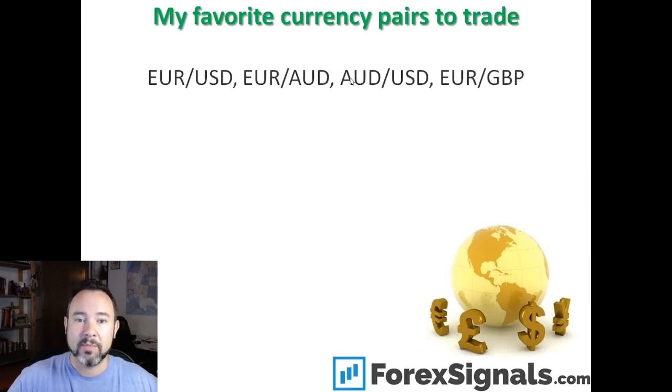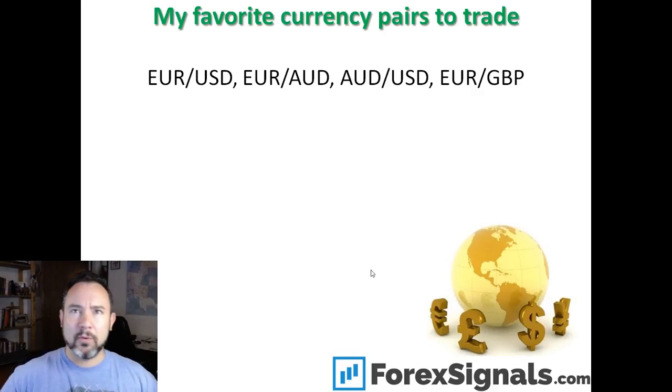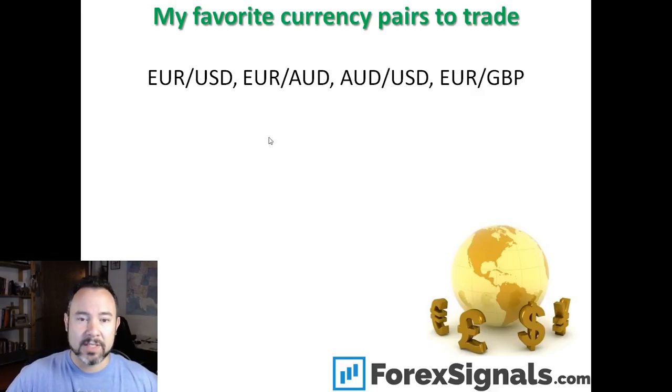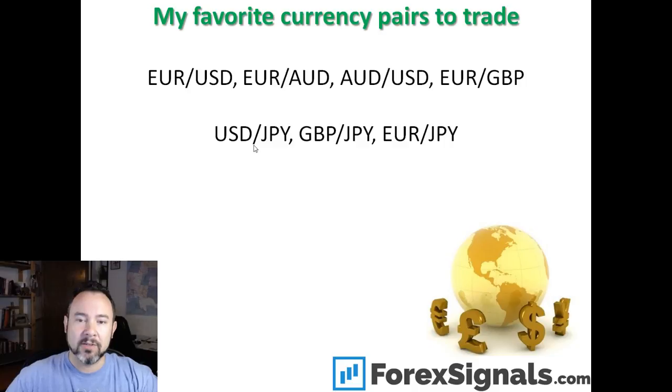My favorite currency pairs to trade. I think I might have showed you this a few weeks ago, but I like to look at the Euro USD, the Euro Aussie, which is my absolute favorite pair to trade, the Aussie dollar, and the Euro pound. Euro pound this last 6 to 9 months has made me more money than some of the other pairs. I also like the yens, dollar yen, pound yen, euro yen. I don't trade any other yen pairs at all. I mean, these 3 yen pairs are probably 99% of my yen trading.